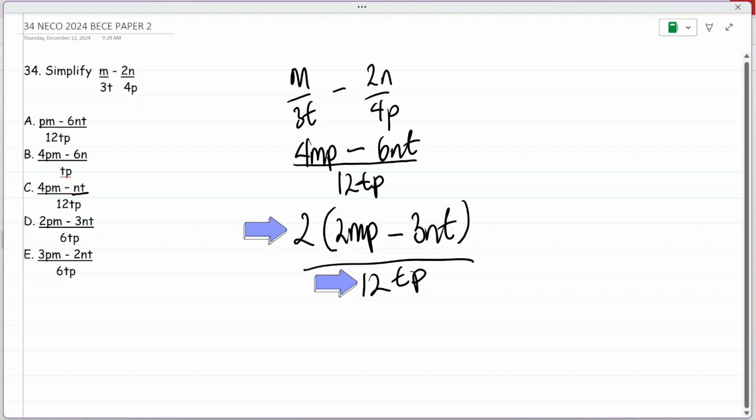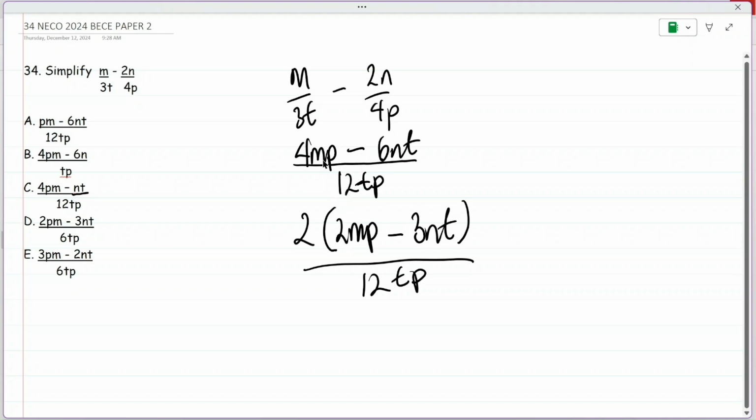Now, the 2 can cancel the 12. At this point, you can now say 2 in 2, 1, 2 in 12, 6. We can cut to the lowest term. At this upper part, we can't do that. We can't say 4 in 4, 1, 4 in 12, 3. Neither can we say 6 in 6, 1, 6 in 12, 2. It's not allowed in math. You should know this rule.